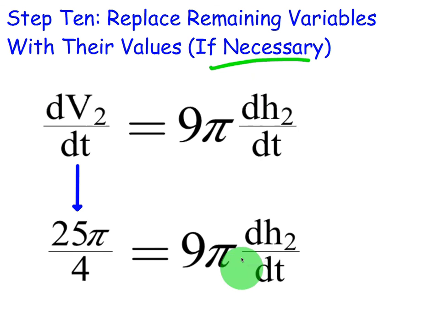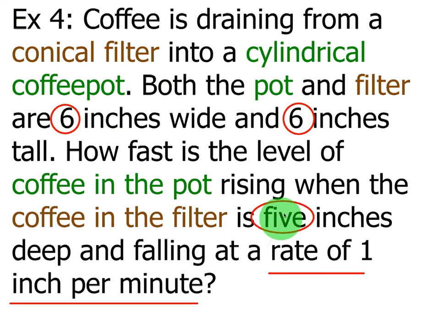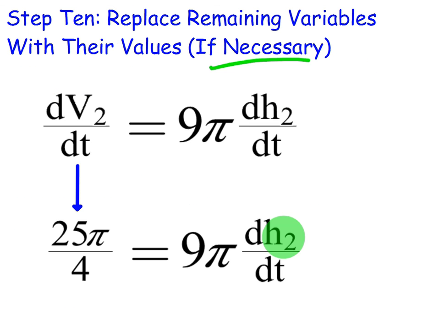And guess what? Now we just have one variable left, dh2 dt, which represents the rate of change of the height of the coffee pot, which is what we were trying to solve for in our original question. How fast is the level of coffee in the pot rising? So that's it for step 10. We're basically there now. All we have to do is just do some algebra for each of these and we'll be done. Okay? So you can see why this is called related rates.